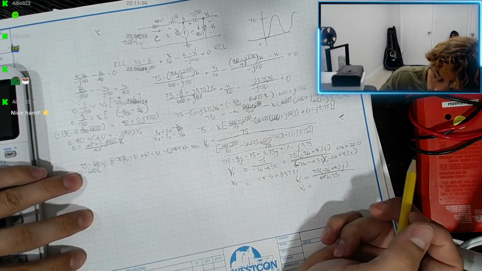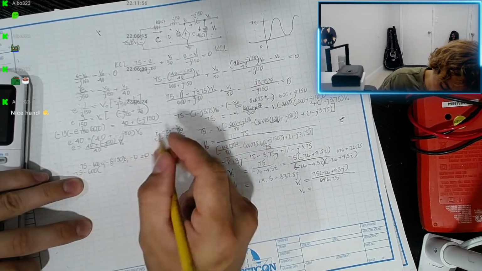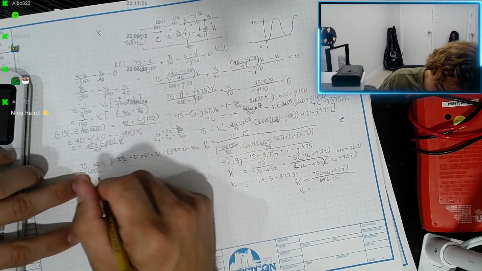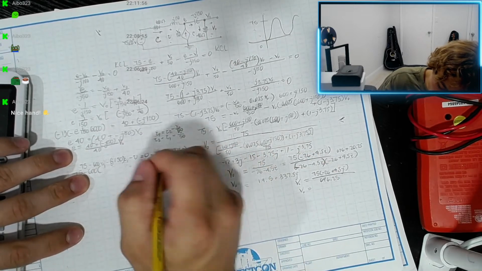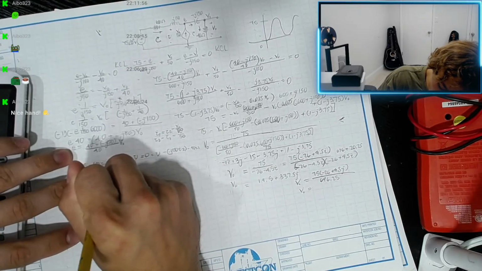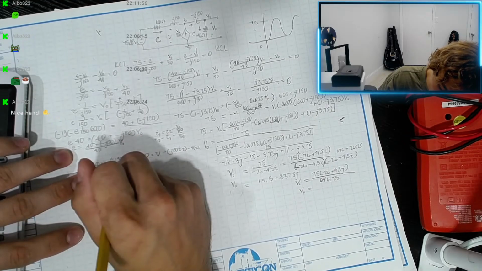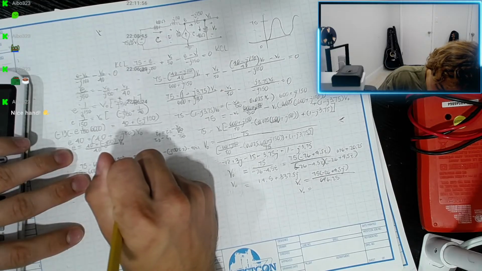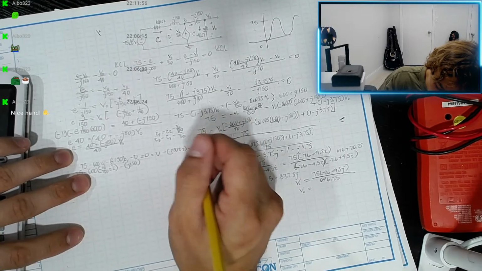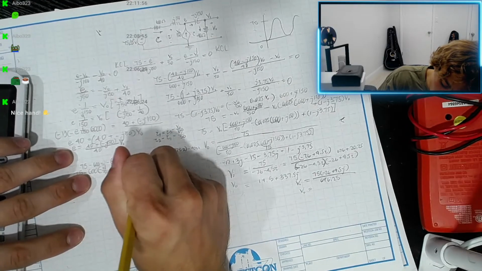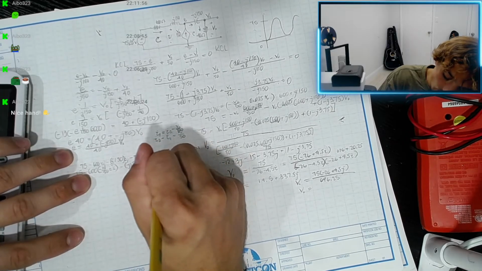So 75 minus 600 times I1. Is this the result of all this? Oh no, we're doing the mesh analysis. 600 multiplied by I1, which is I2 minus V out divided by 50, minus j150 times I2 minus V out over 50, minus V.